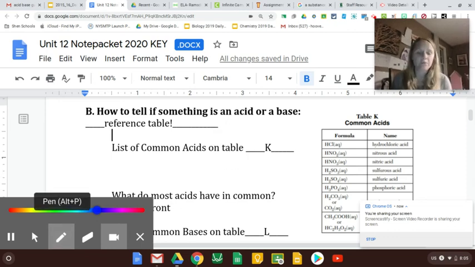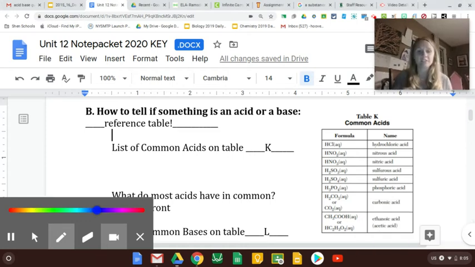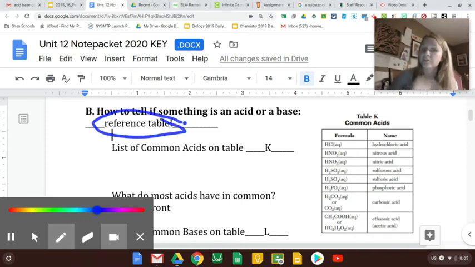All right, so now that we talked about household acids and bases, how do you know in the chemistry lab if you're looking at an acid or a base? The answer is, as always, first of all, you can look at the reference table.